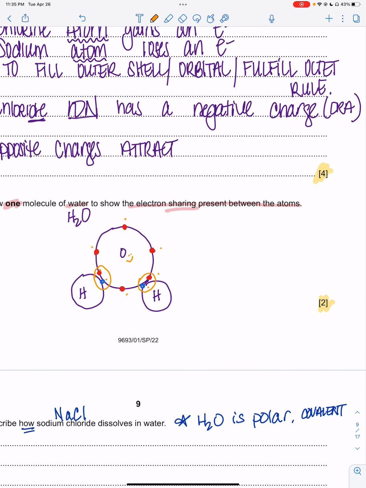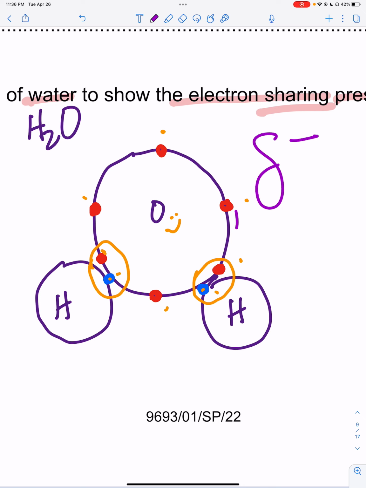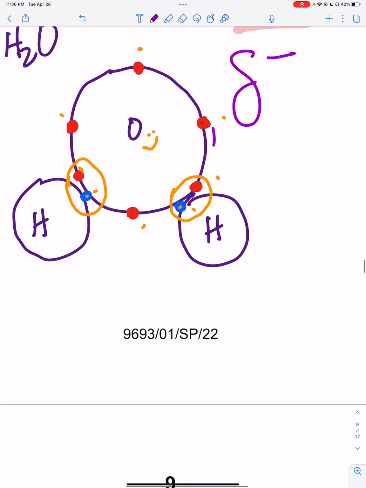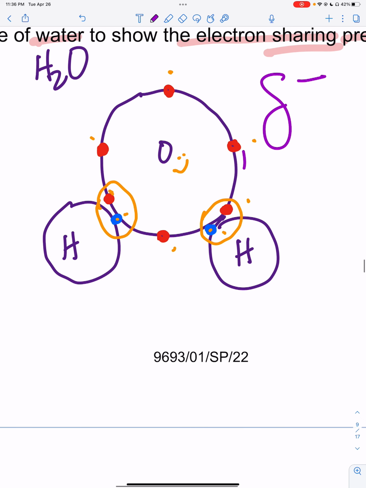And this is where we get that partial negative charge. Clearly, you can see that oxygen has more electrons surrounding it, 6, whereas at any time hydrogen is going to have 2. So there are more negative things, more electrons, surrounding the oxygen atom. And so up here we have a partial positive charge, and then down here, at the top we have partial negative charge from the electrons, and then at the bottom we have partial positives.